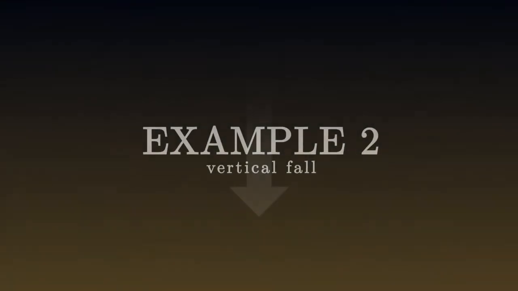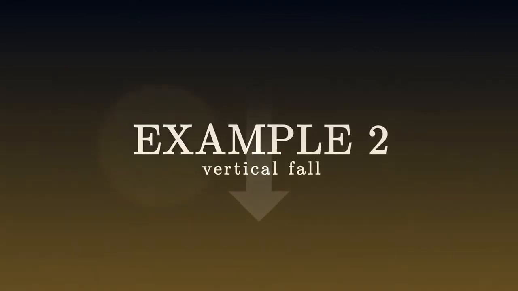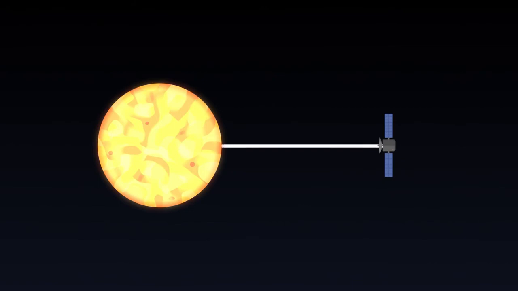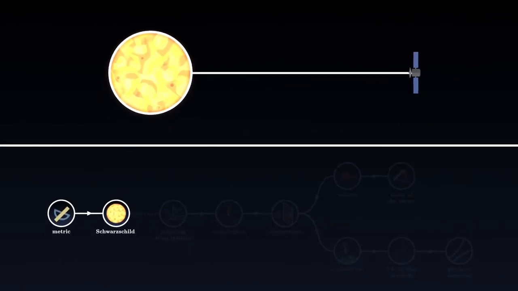Example 2. A vertical fall. In this second example, we want to describe the fall of a satellite towards the Sun. We consider a vertical fall, and we make the approximation that the Sun is spherical and static, and can therefore be described by the Schwarzschild metric.